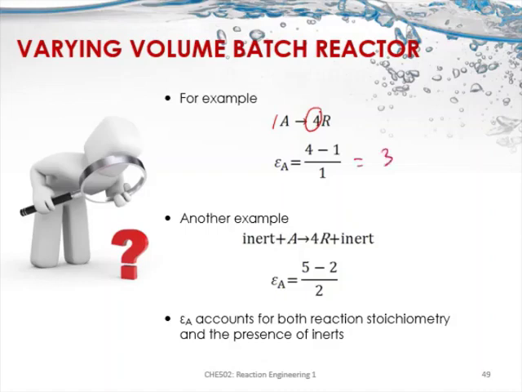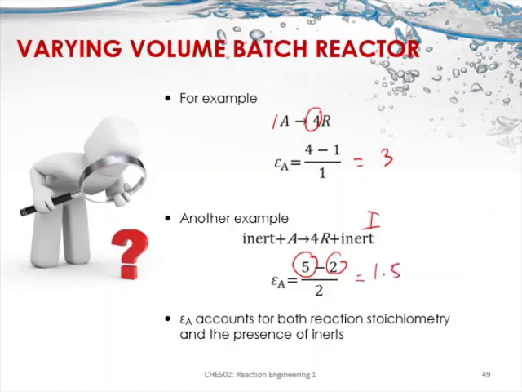Another example, if you have inert, let's say I, so obviously the number of moles is 1, so 4 plus 1 is 5, minus initially you have 1 plus 1, 2, so 3 divided by 2, it is 1.5.